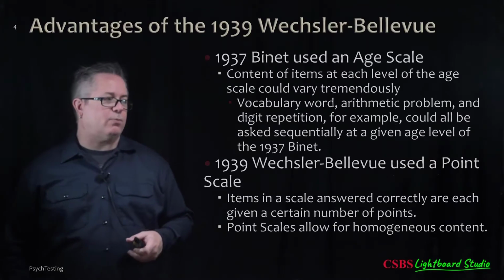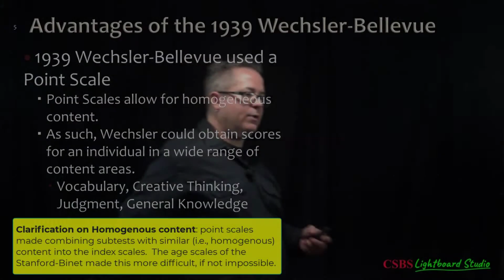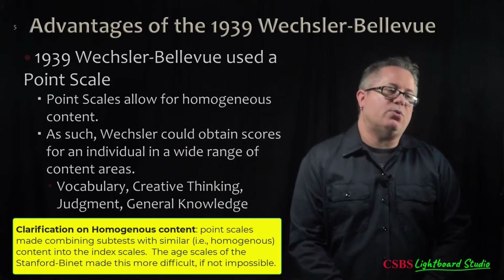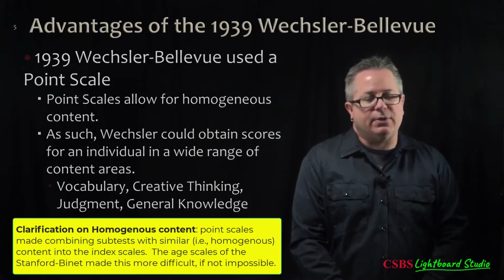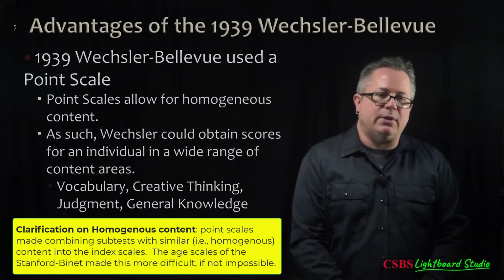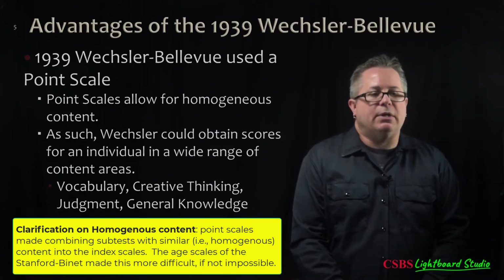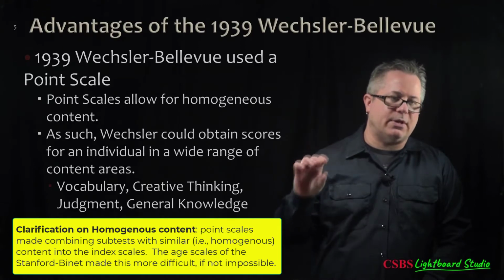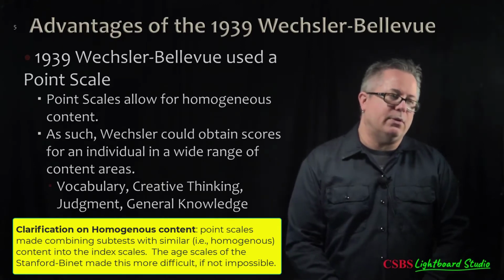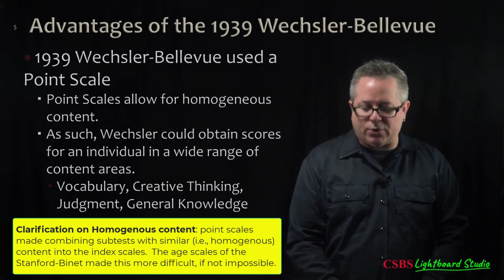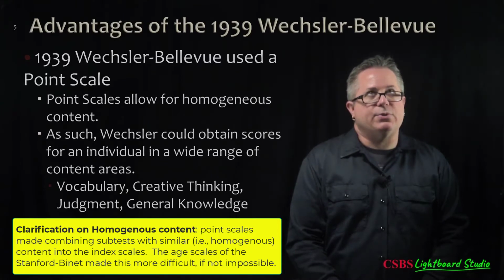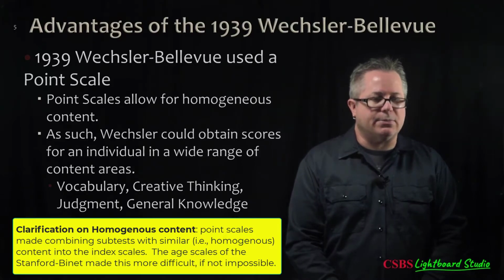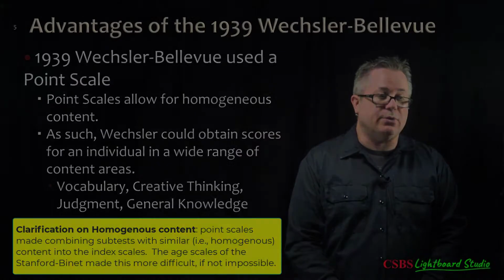And point scales allow for more homogeneous content. As such, Wechsler could obtain scores for an individual in a wide range of content areas, like vocabulary, creative thinking, judgment, general knowledge. They didn't have to only fall in the specific scale that they were created for. Because there were points, you can just simply add points up. It was harder to do when you're trying to combine age scores together. It made it more complex. So this made it a little easier, a little more flexible.